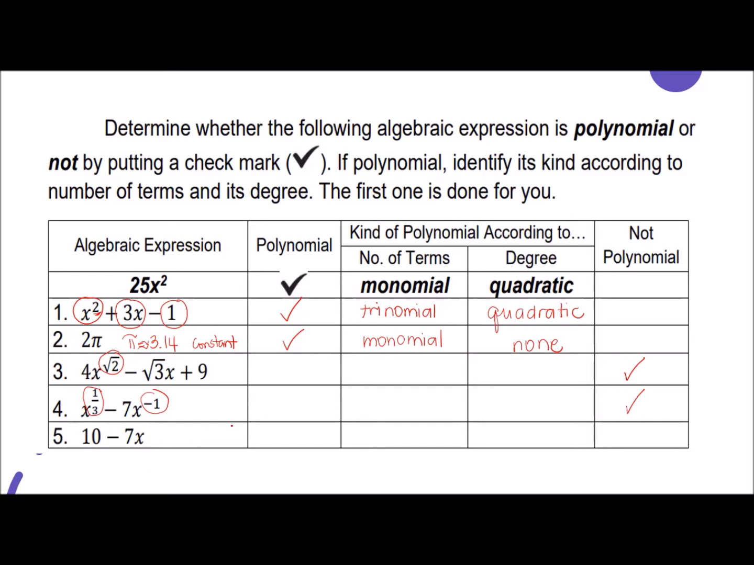Walang nava-violate, so polynomial po ito. And how many terms do we have? 1 and 2. Dalawa. Ibig sabihin, binomial. At ang degree, tingnan ng exponent dun sa variable, walang nakalagay, ibig sabihin 1. Pagka 1, automatic, that is linear kind of a polynomial. Okay, I hope that is clear.